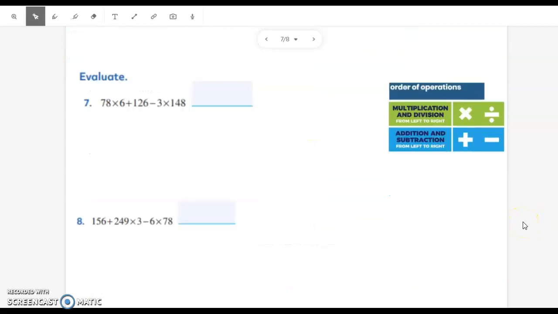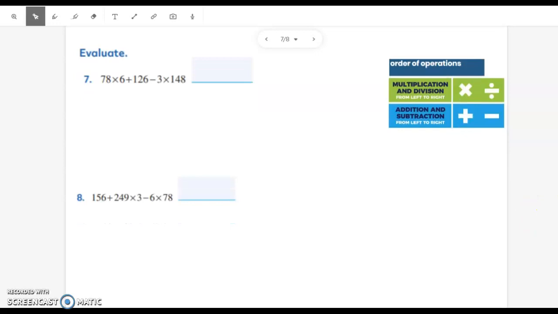All right. Number 7 and number 8 were a little bit trickier questions. Okay, this was probably one of the first times you've been introduced to order of operations. It's not something that we use too much in 4th grade, but it is good practice. So here we have a really, really long equation.